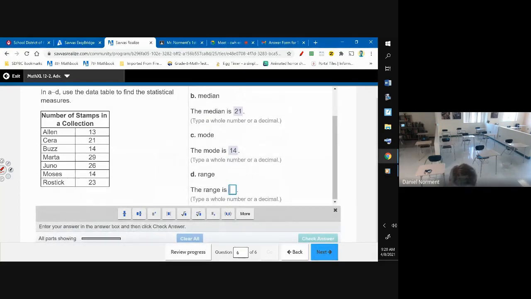And that's it. You guys find the range on your own. Use your notes if you don't know how. I've done it enough in this lesson that you should have no problems with that.